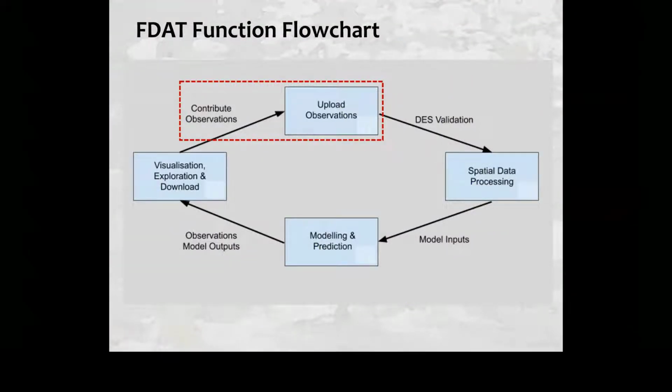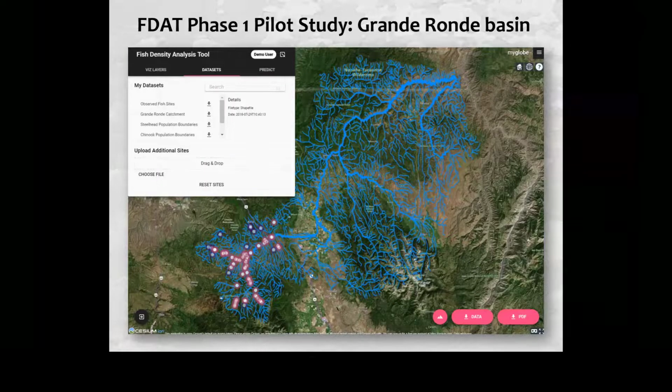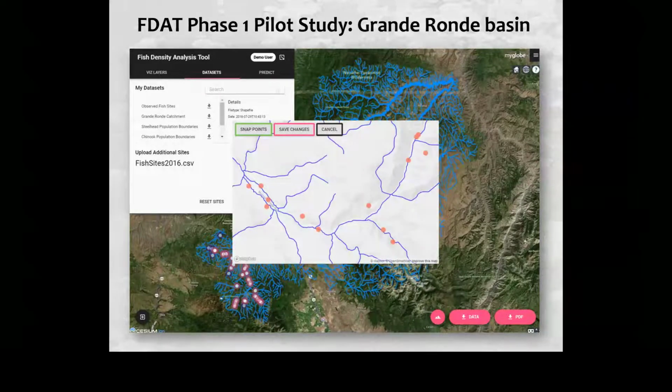And so we've taken this as far as a pilot project application so far. This is just a flow chart of the different parts in that pilot project. The place that we've done this work initially is the Grand Ronde River Basin, in northeast Oregon. And the tool that we've developed so far, this is just a little screen capture from it, allows the user to upload a set of spatially referenced fish density survey locations, and then you can view those sites interactively and zoom in on them.